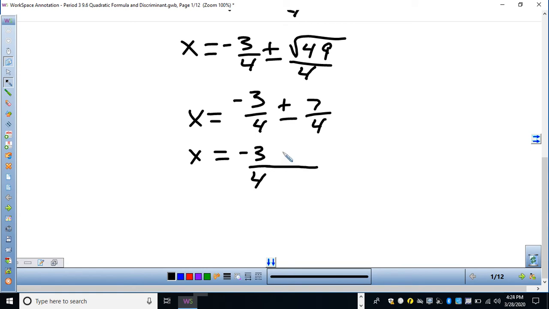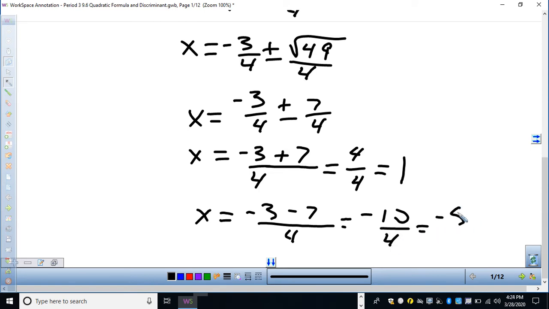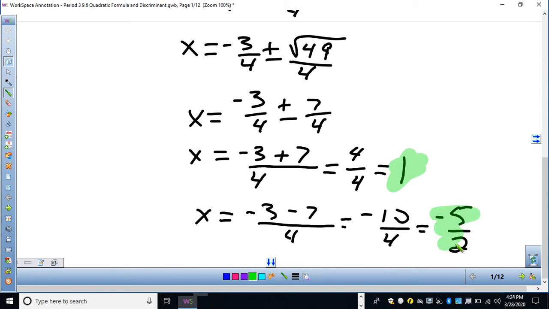I'm going to extend that fraction bar over and write the plus 7. So we have negative 3 plus 7, which equals 4. You can again think of it as 7 minus 3, which makes it a little bit easier to do. So 4 over 4, which equals 1. So I did the plus of the plus and minus. Now we're going to move on and do the minus portion. So we have negative 3 minus 7 over 4. Negative 3 minus 7, remember again, when we're adding two negatives, add the numbers and keep the sign. So we end up with negative 10 over 4, which reduces to negative 5 halves. So our two answers here are 1 and negative 5 halves.